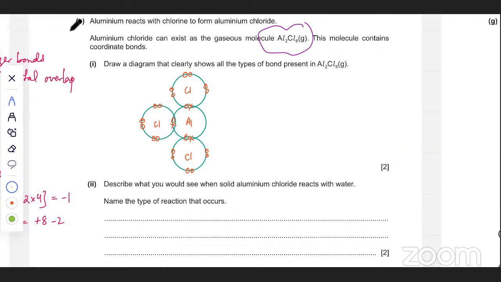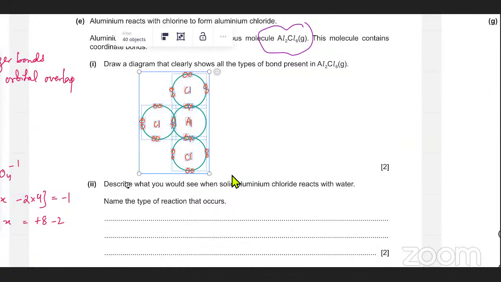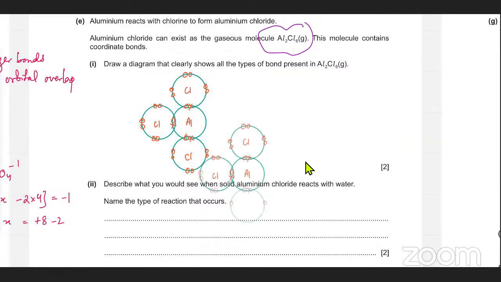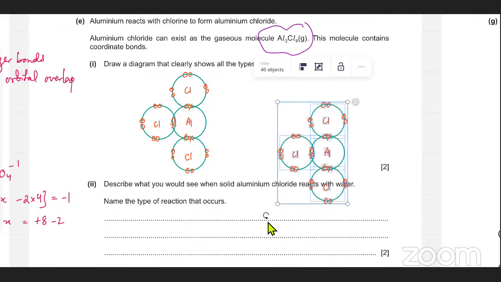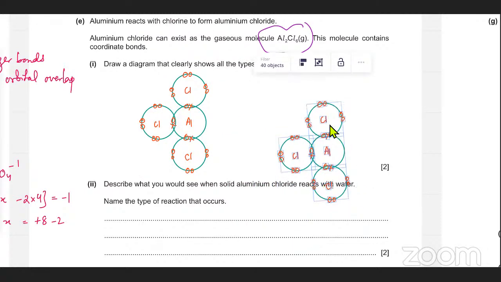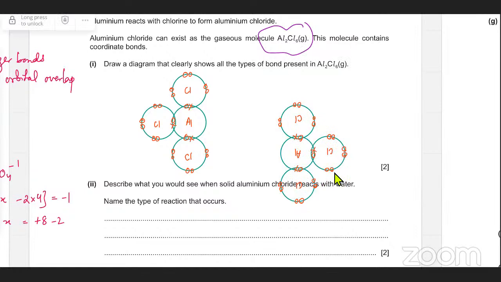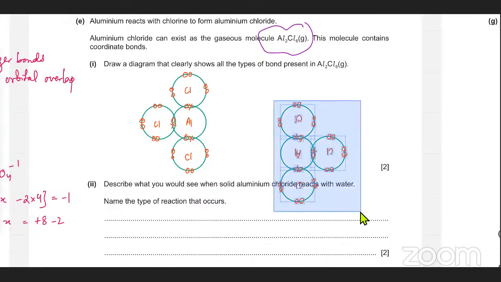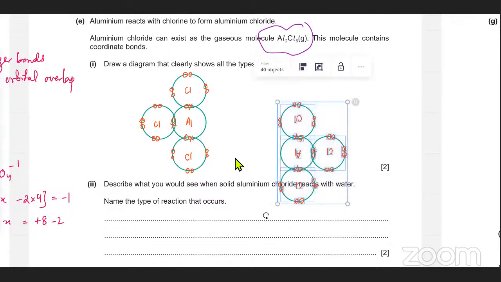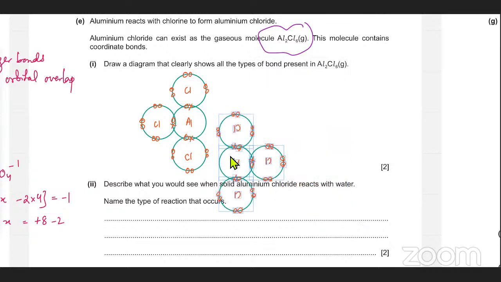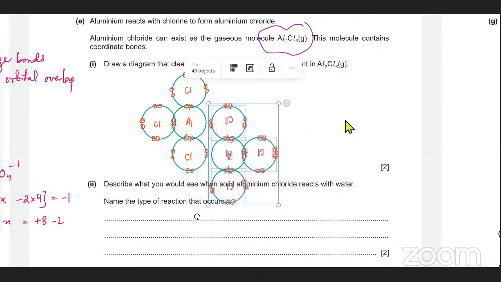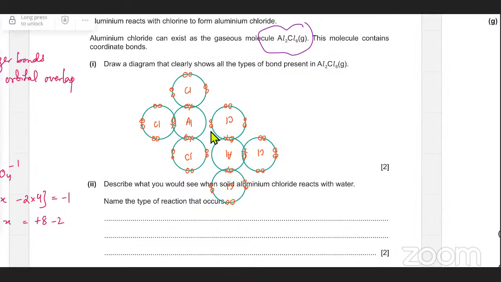There's going to be another molecule, and it's going to be an upside down version of the same thing. Let me rotate this. That molecule would come in and it's going to try and bond with the first molecule. Why? Because aluminium's outer shell is not complete.